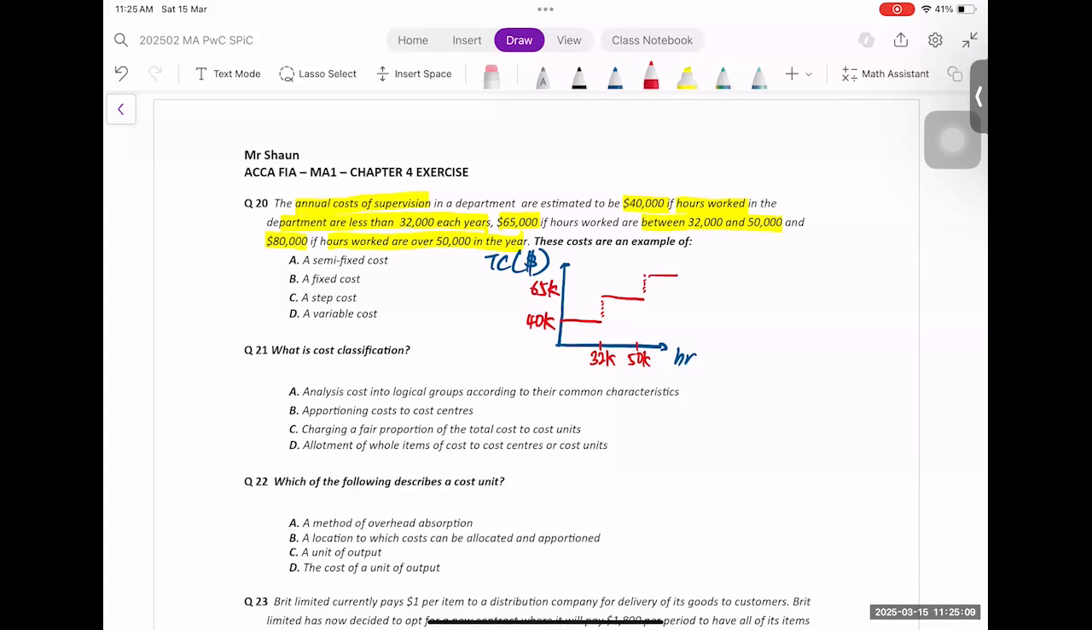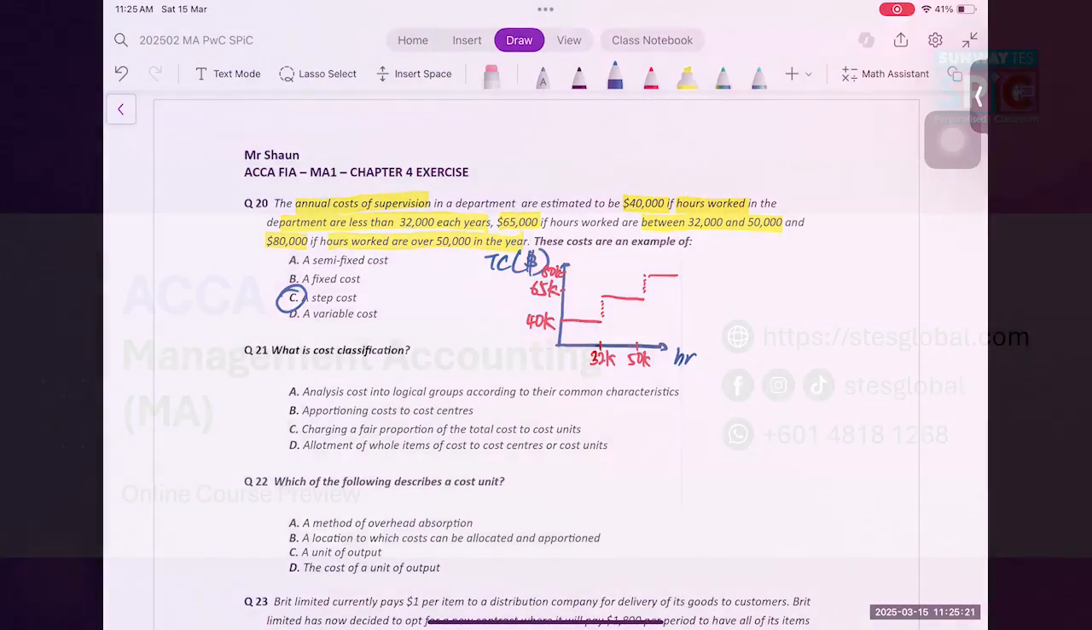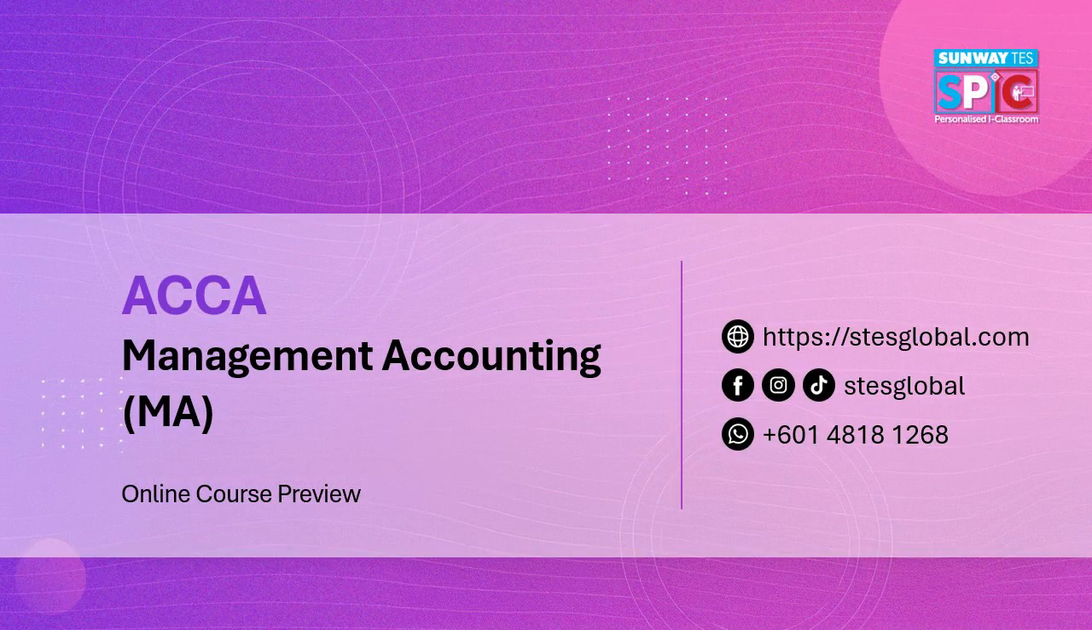So now what you can see here, this is a step cost. It goes by step. It remains the same until a certain level, and then it jumps up. And then remains the same until a certain level again, and then it jumps up.